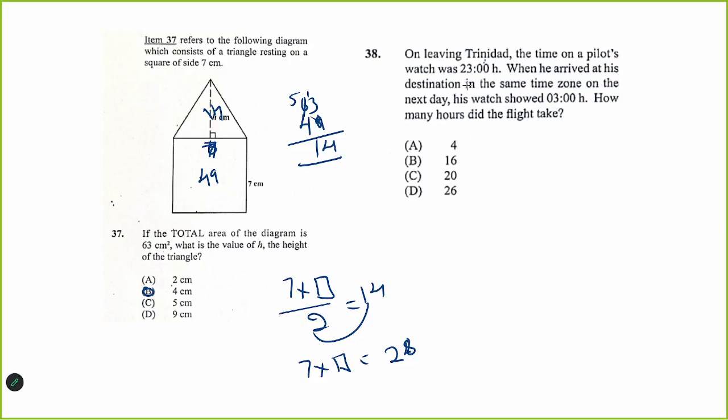This is if you left at 23 and you arrive at 3, that is on the same one. On leaving Trinidad, the pilot watches clock at 2300 hours. When he arrived at the same destination, same time zone on the next day, yeah, that's 4 hours.